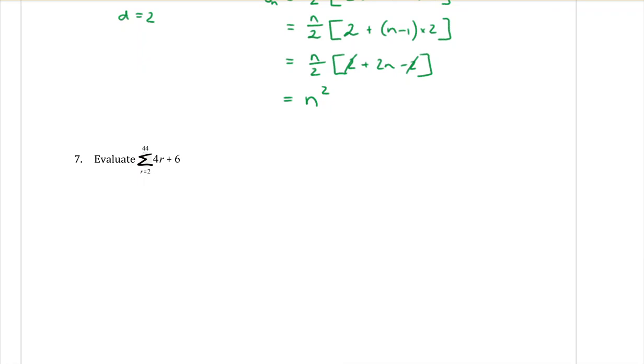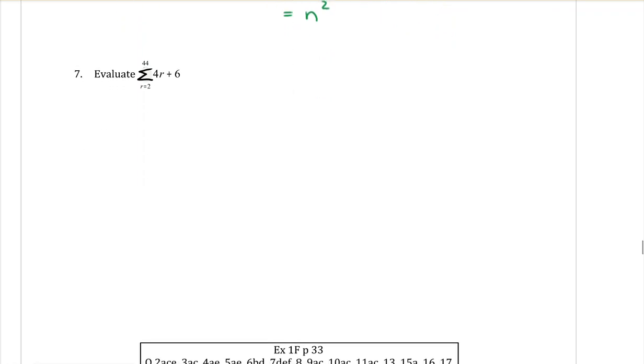Here is our sigma one. Evaluate the sum from r equals 2 to 44 of 4r plus 6. Now we have just learnt this, and we've learnt that we can work out a few terms in that series just so we can see what type it is. I mean, we know this is going to be arithmetic because that's the topic we're in, but you're not going to know that on the test. So you need to work out a few terms first.